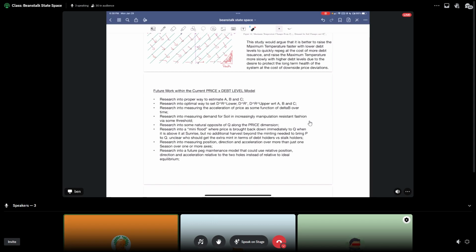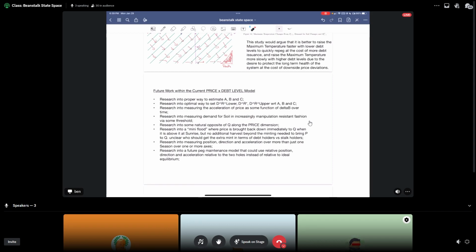We currently don't do that for price. So should we use some measure of acceleration or health for price, other than just the position itself for delta B? Measuring demand for soil is something that's always very complicated. We didn't talk about that today, but it's covered in the document.